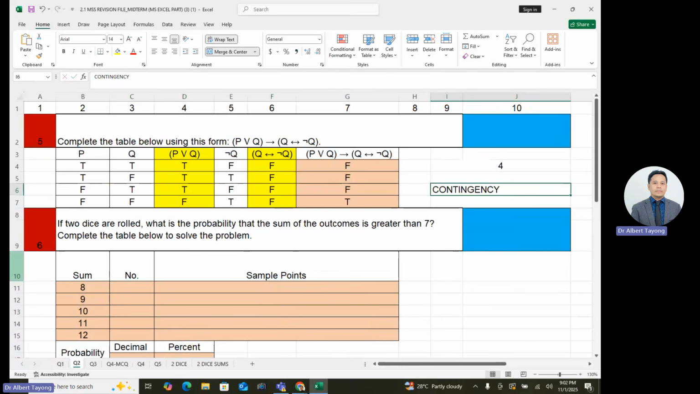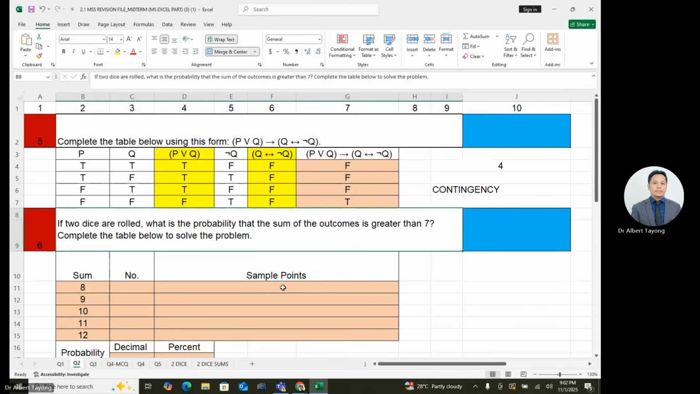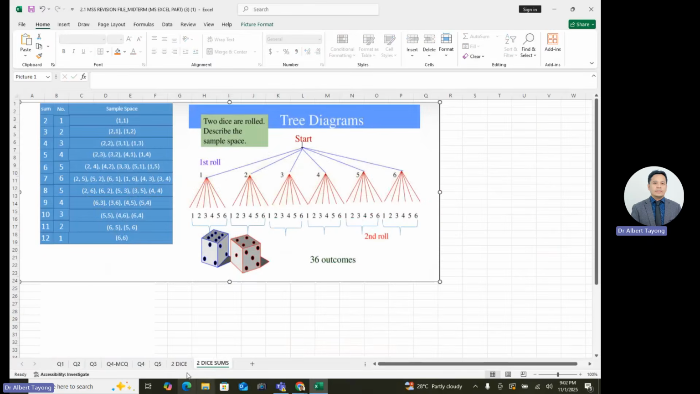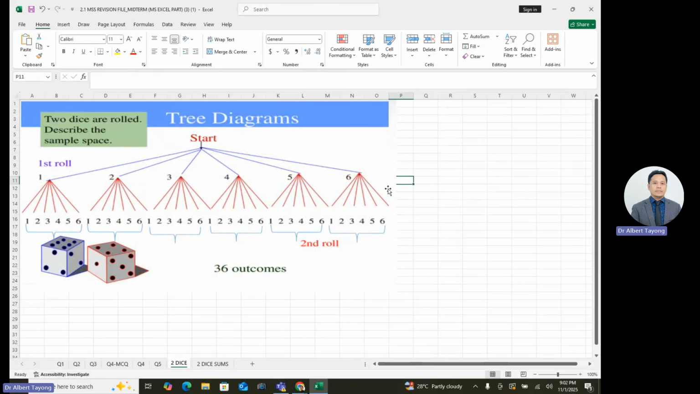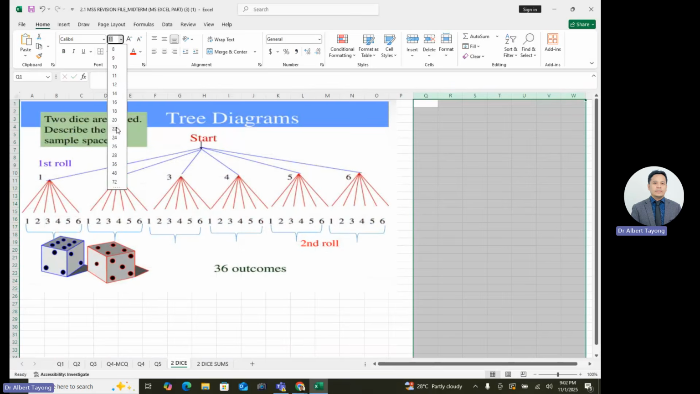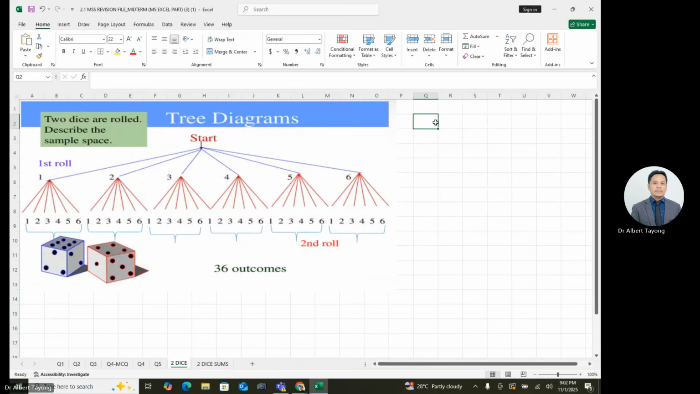Now, let's proceed to number 6. If 2 dice are rolled, what is the probability that the sum of the outcomes is greater than 7? So let me just show you here 2 dice. Now, if we have 2 dice like this, there are 36 possible outcomes. The formula is 6 raised to the power of n. N is the number of dice.